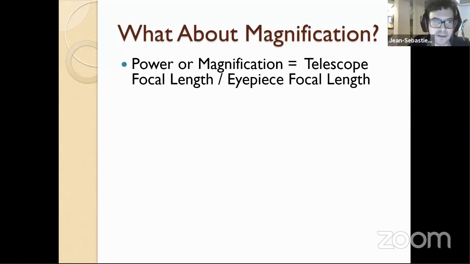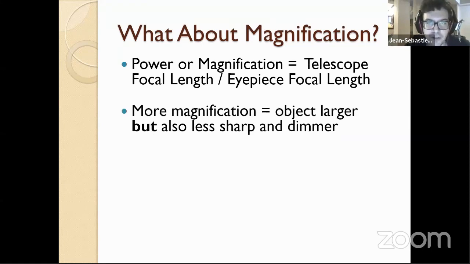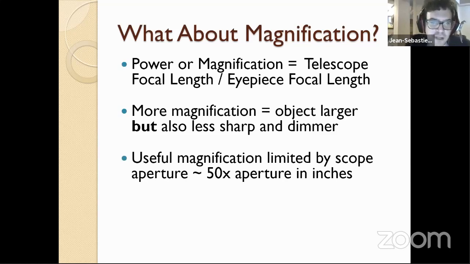In general, with more magnification the object appears larger, but it also may not be as sharp or may be dimmer. You may have a different contrast depending on what you're looking at. And useful magnification, that's a good magnification you can use with your telescope, is limited by the aperture. Aperture, again, is how big your main lens or mirror is. A good rule of thumb is about 50 times the aperture in inches. So let's say a small 3-inch telescope, you could maybe go up to 150 times magnification. Any larger than that, you're not getting any advantage out of it. You're just making the image more fuzzy, basically.